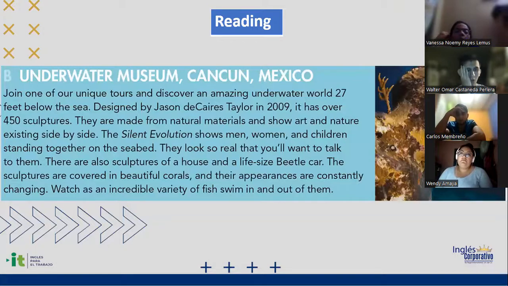There are also sculptures of a house and a life-size Beetle car. The sculptures are covered in beautiful corals, and their appearance is constantly changing. Watch as an incredible variety of fish swim in and out of them.